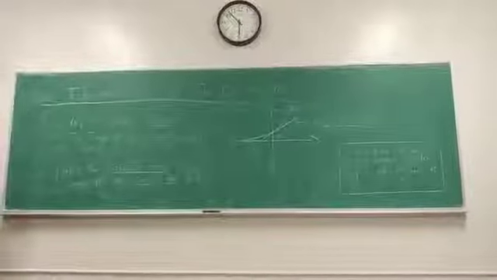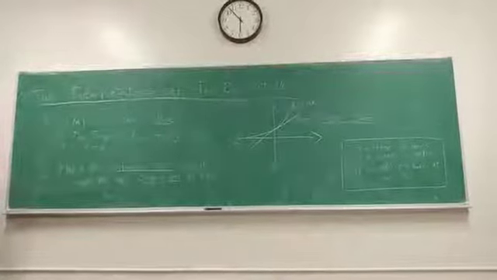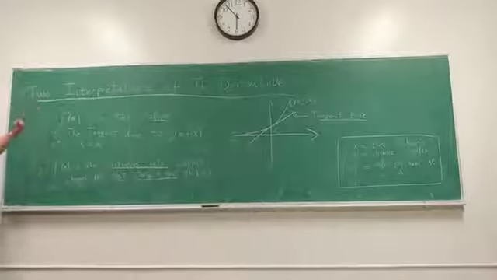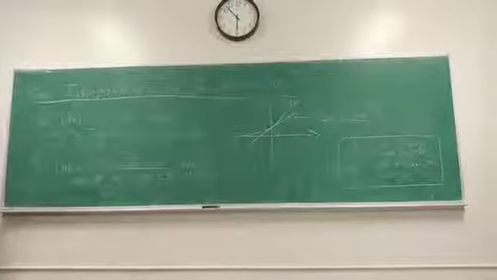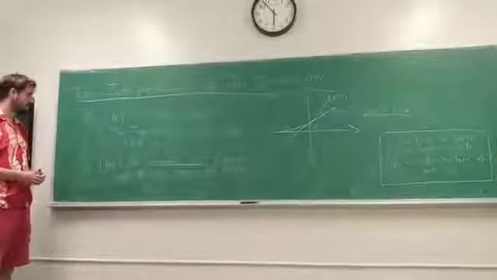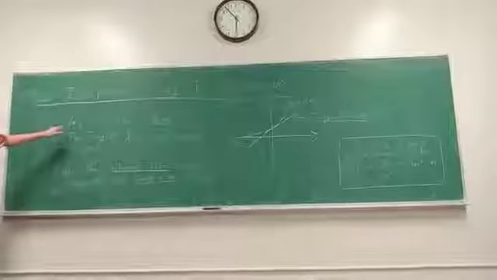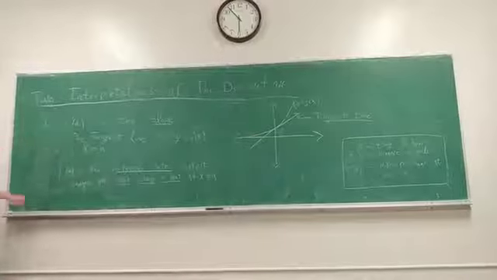Okay, good afternoon. So I will continue this lesson on the derivative, that's from section 3.1 in your textbook. Two interpretations of the derivative. First one is that f prime of a is the slope of the tangent line to y equals f of x at x equal to a. So in the last video I defined f prime of a as a limit.